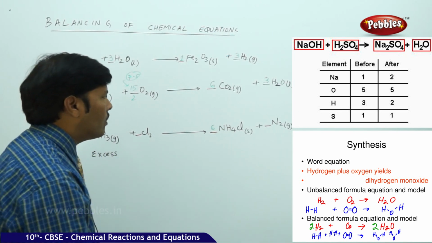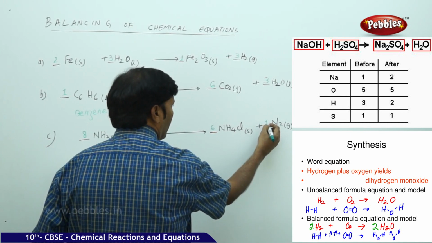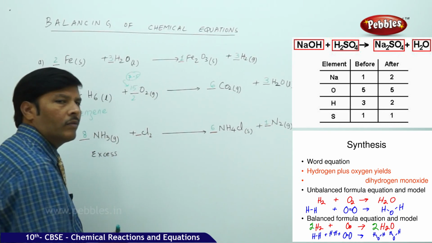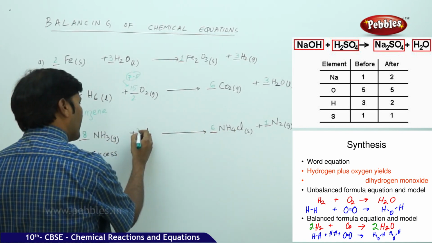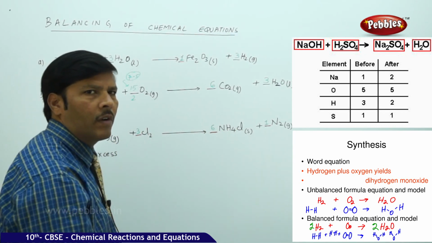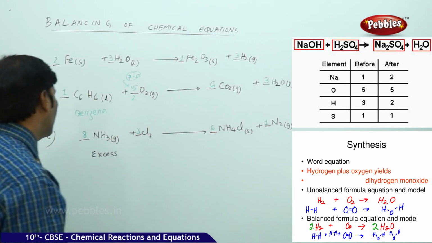By marking 6, you are not only balancing the number of hydrogens, you are also balancing the number of nitrogens. The only thing is that you have to balance the number of chlorines, so mark it here as 3. This is one way of balancing the chemical equation. So this is one of the typical examples.